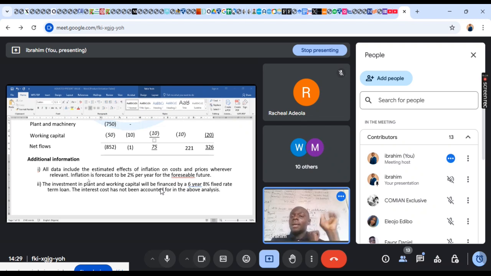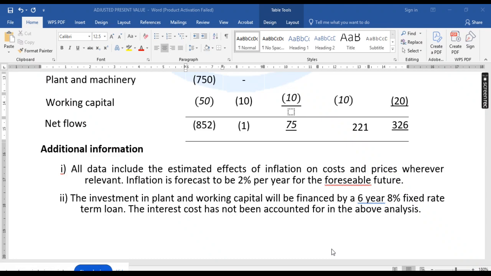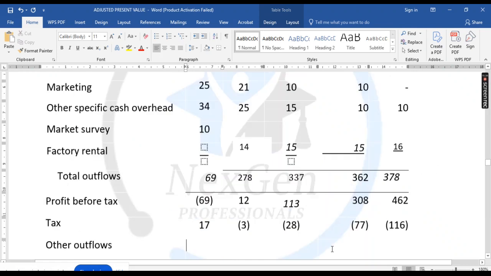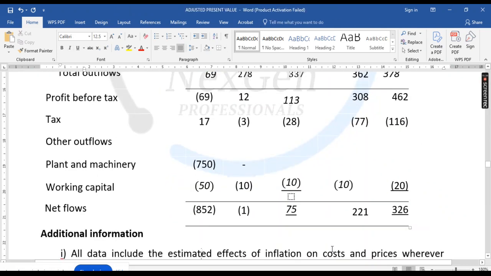Can you see it? No, I don't think they even mentioned that. Okay, I don't know. Let's continue first. Are you getting the gist? No, you see the investment in plant and working capital. Plant and machinery is 750. Working capital is 50. Right? Which other cost is there that makes up this? Sorry. Okay. Right? I'm coming. Sorry, I'm just trying to.